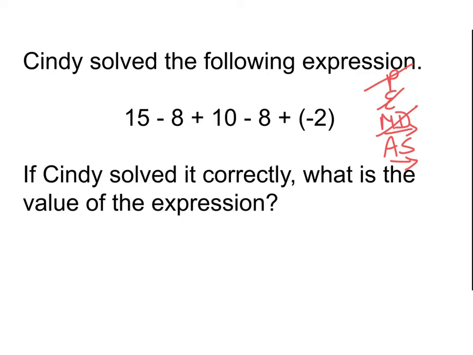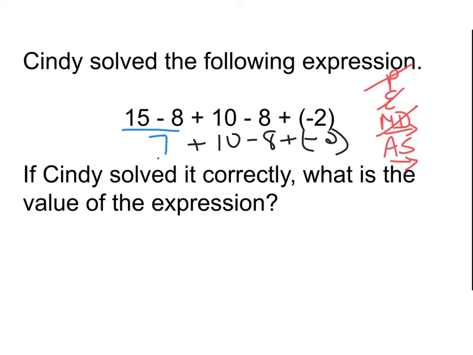So left to right, I'm going to start with 15 minus 8. So 15 minus 8 is 7. And then I'm rewriting everything else. Plus 10 minus 8 plus negative 2. Now, even though there's parentheses here, there's no operation, it's just negative 2. So that's why we're not doing that next. So then I'm going to go ahead and go to the next one.